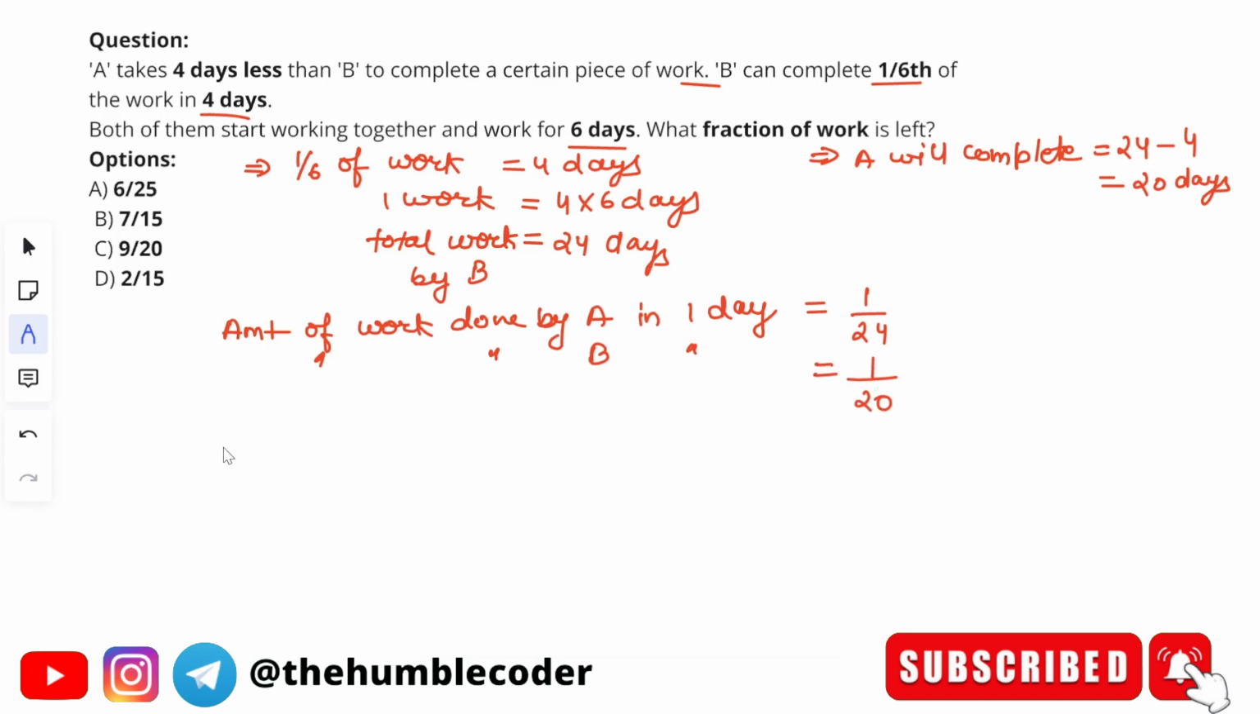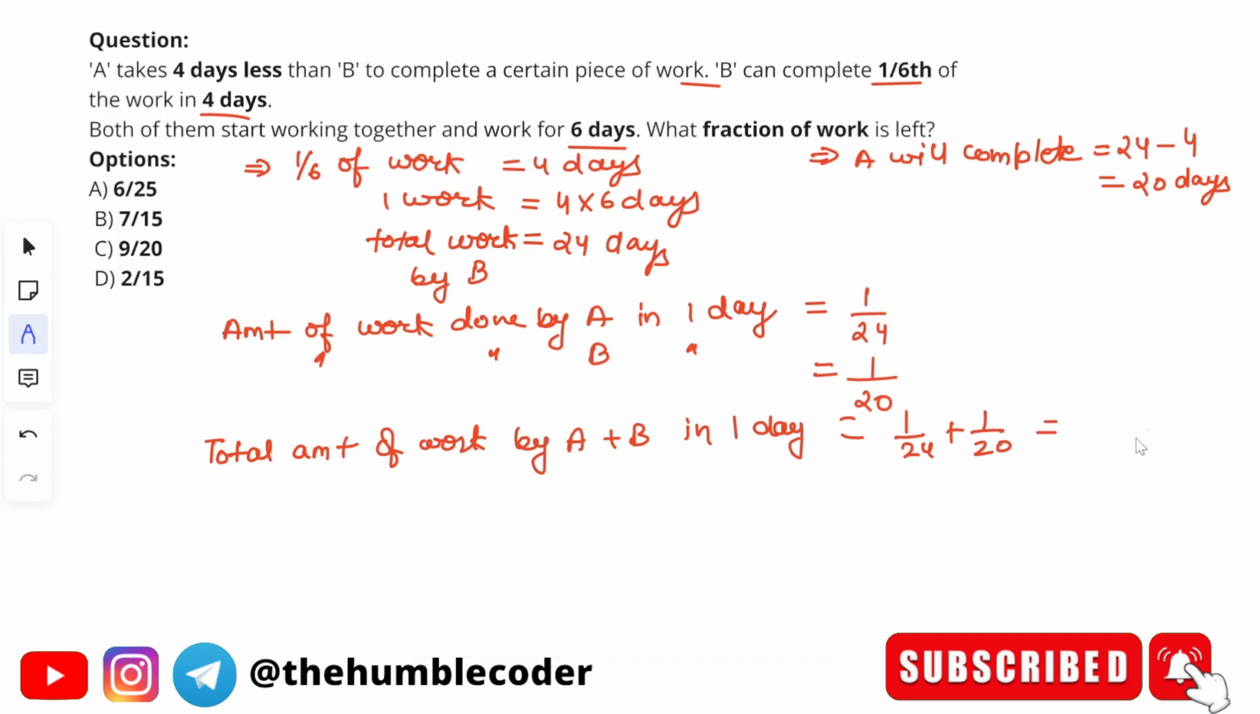So the total amount of work in 1 day by A and B, simply we will add these two things, 1 by 24 plus 1 by 20, right? You will have to take the LCM and all. Finally you will get the value as 11 by 120. Now this is the amount of work that they will do in 1 day.